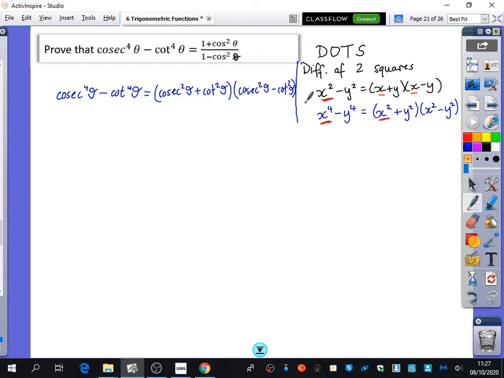Because I made such a big fuss about difference of 2 squares. What was the point? How has this helped?